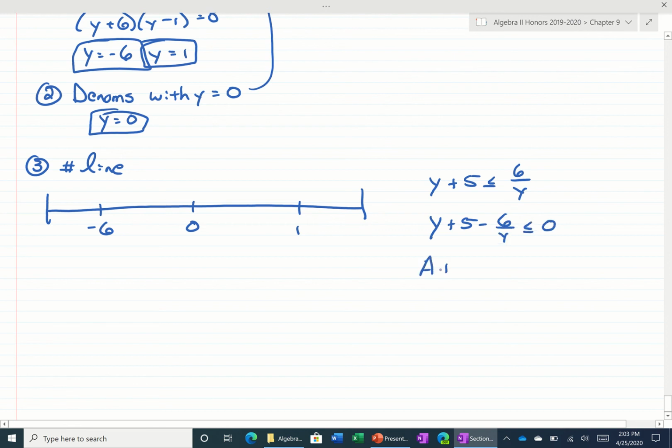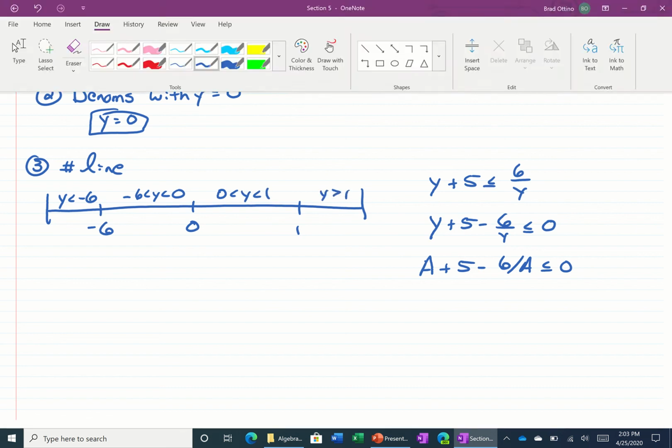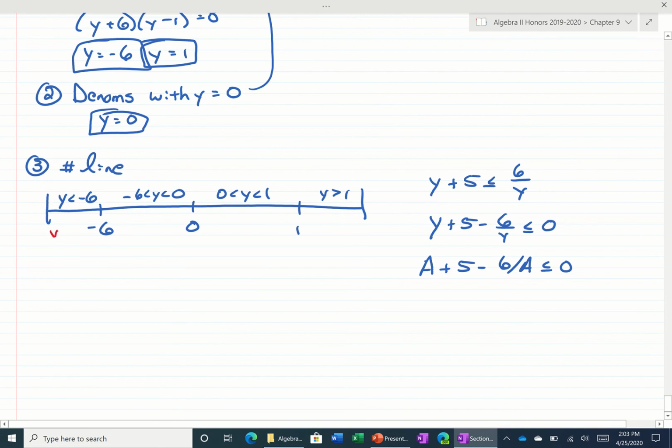And I can make this a plus 5 minus 6 over a. And I'm going to test numbers less than negative 6, between negative 6 and 0, between 0 and 1, and bigger than 1. So like we could use negative 7, we could use negative 1, we could use 1/2 for this, and we could use 2.